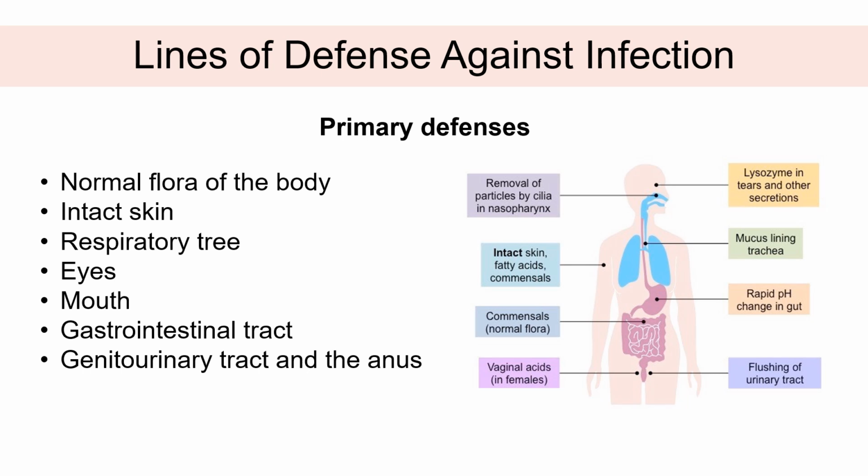So first up is normal flora of the body. We have normal flora in our gut, and we have it on our skin. Just the presence of it being there kind of prevents other organisms from trying to live there too. Intact skin. So the surface of healthy skin is tough and pretty resilient, and it prevents pathogens from coming in most of the time. So if you have intact skin, you have a pretty good barrier to infection.